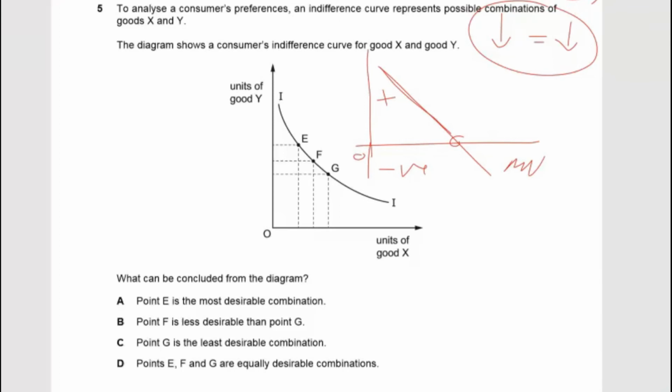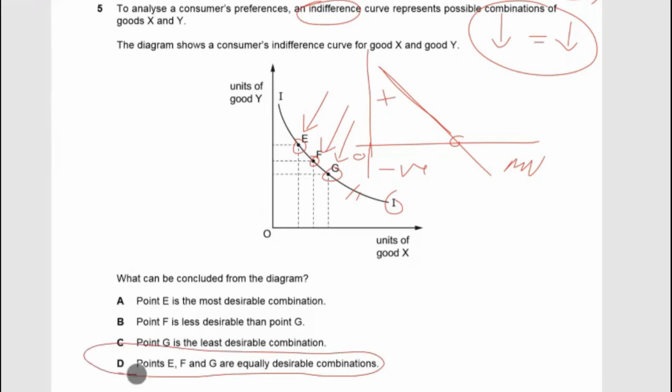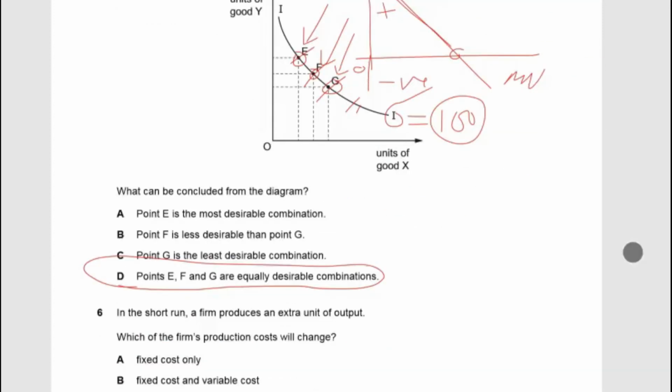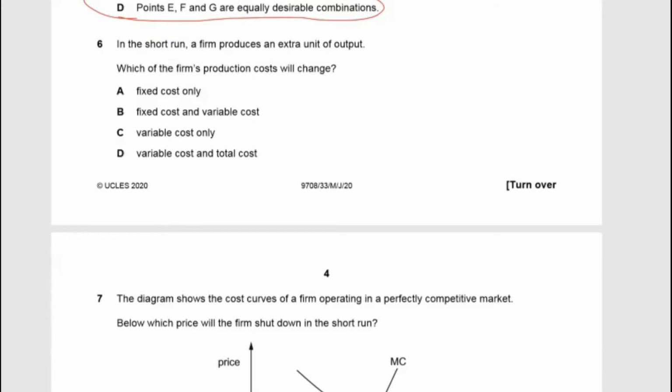To analyze a consumer's preferences, an indifference curve represents possible combinations of goods X and Y. The diagram shows a consumer's indifference curve for goods X and Y, right? And we have multiple combinations E, F, G. The indifference curve shows that there is no difference for the consumer if he purchases at E, at F, or at G, or any other point along the indifference curve. So it means points E, F, and G are equally desirable combinations because all of them give him an equal level of satisfaction. For example, if the consumer is getting 100 units of satisfaction along this IC curve, then every combination E, F, G will give him an equal level of satisfaction. So D is the perfect answer. Okay, for question number 6, answer is D.